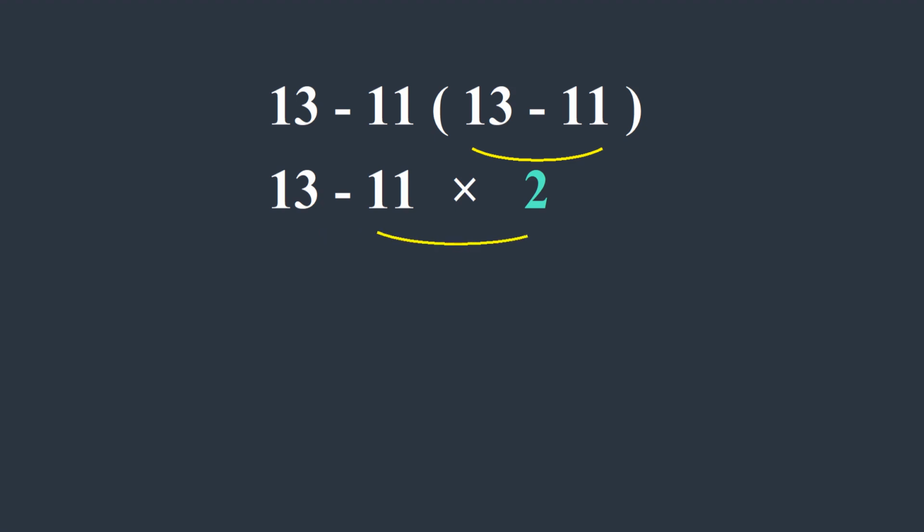So 11 times 2, which equals 22. So we have 13 minus 22. So 13 minus 22, which equals minus 9. And this is our final answer for this problem.